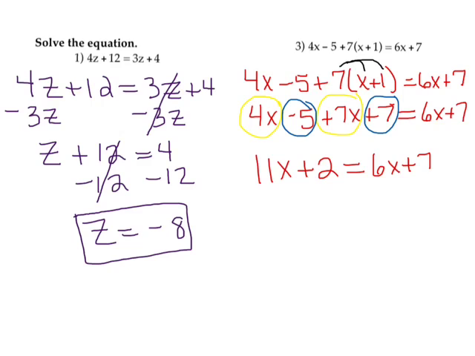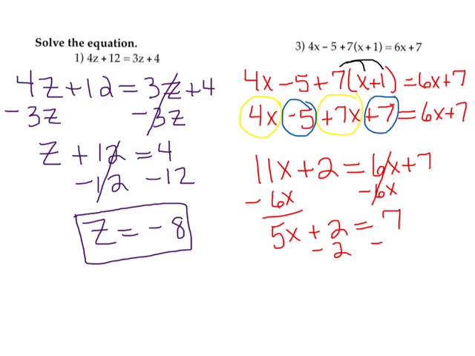Okay, now I'm ready to go. Now I'm ready to move my variables to one side and my constants or numbers to the other. So I'm going to subtract 6x first here. Minus 6x. All right, it cancels on the right hand side. 11 minus 6 is 5x. Okay, so that's 5x. And 5x plus 2 equals, well, 7 now.